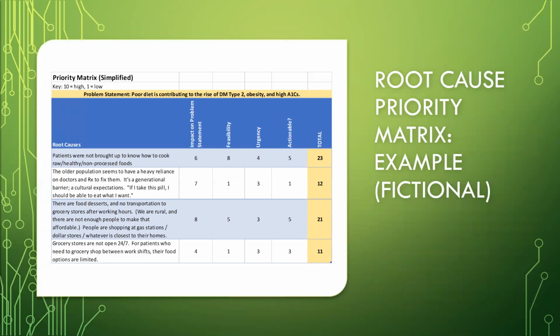For each of these, we assigned a number for the impact, how likely it would be that impacting that root cause would have a positive impact on the problem statement, how feasible it would be to act upon it if we had everything we needed, how urgent the issue was to act upon it, and how actionable it is. Can we do something about it now? And so when we ranked these, we came up with the first root cause being at the top with a score of 23. So the patients were not brought up to know how to cook healthy or raw and non-processed foods. So that's something that this fictional group felt that they would be able to address.